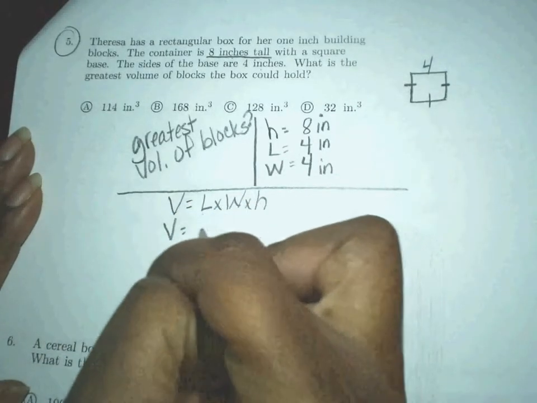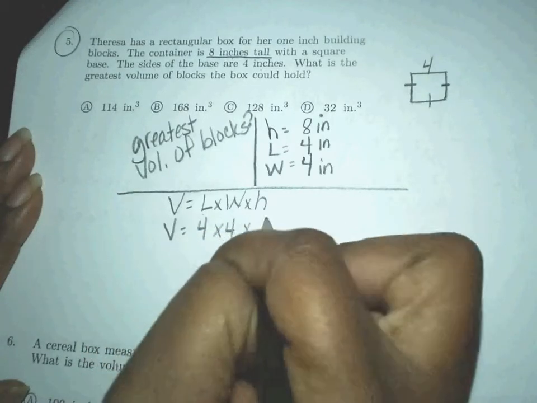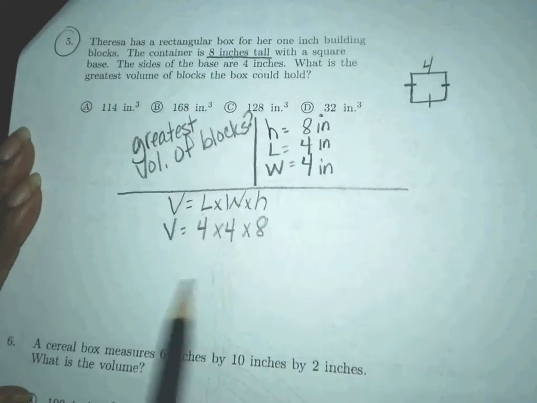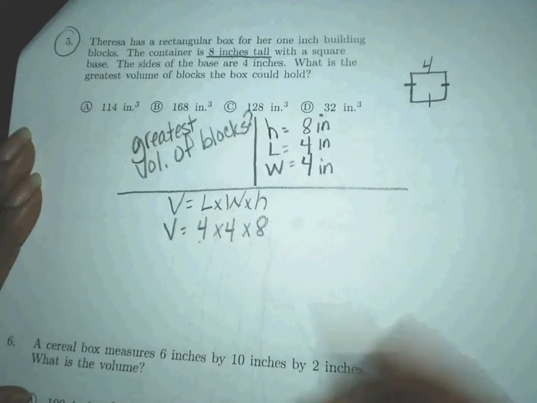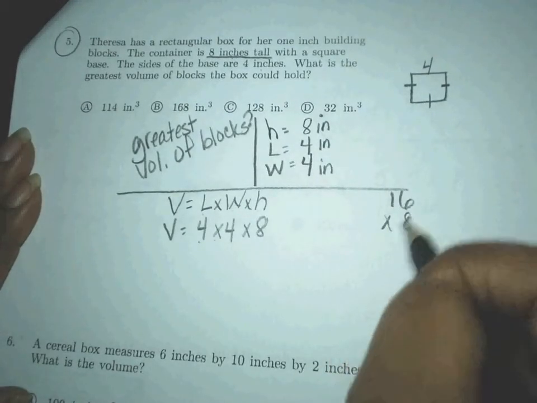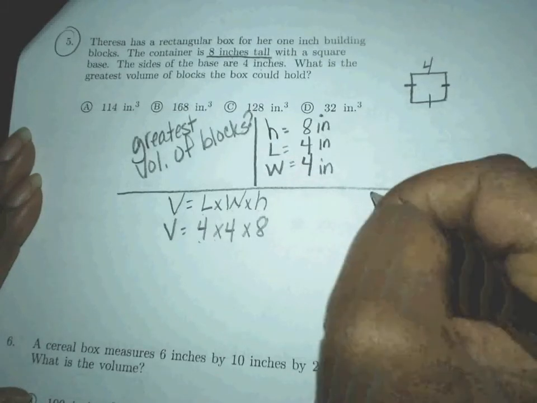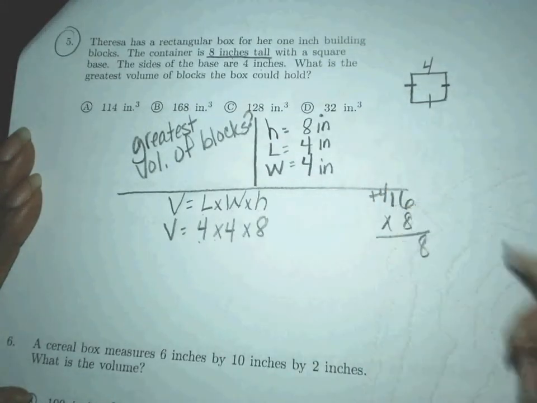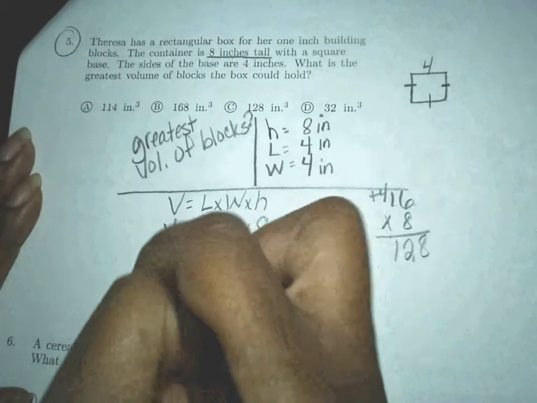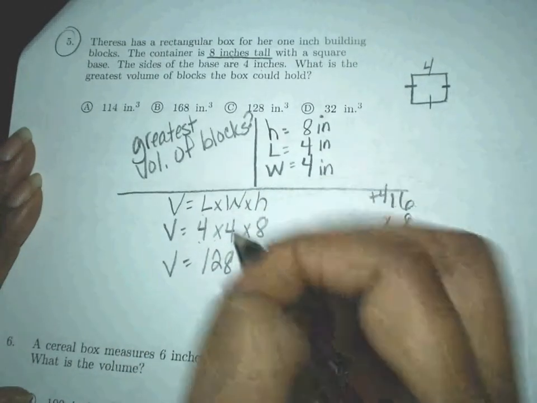All right, so now we're going to plug in our numbers. So our length is 4, and then our width is 4, and then our height is 8. I don't expect you to be able to do it all together. You can choose the ones you know. 4 times 4 is what? 16. Do it over to the side. Now, 16 times 8. All right, 8 times 6. 48. All right, put my 8. Regroup my 4. 8 times 1 plus 4. 12. So my volume equals 128.